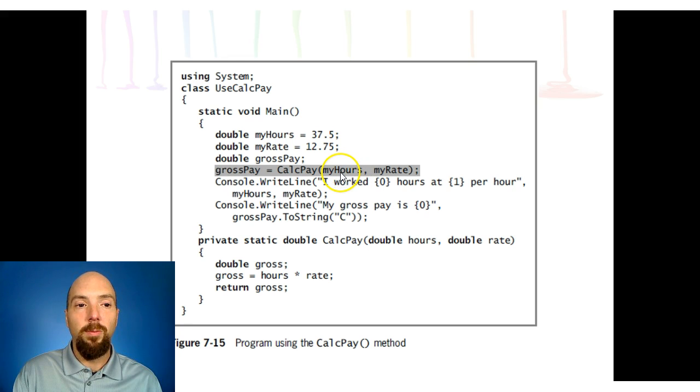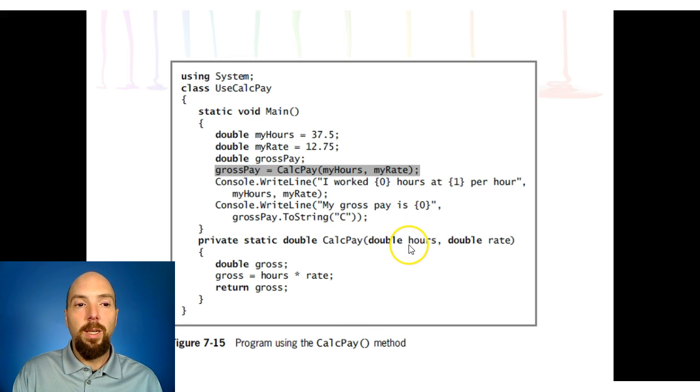So if this is 37.5 in the first item, it'll go in the first item here. If 12.75 is the second item here, it'll go to the second item here. There's no other way to control it. Alright, so I'm going to say calculate pay 37.5, 12.75.